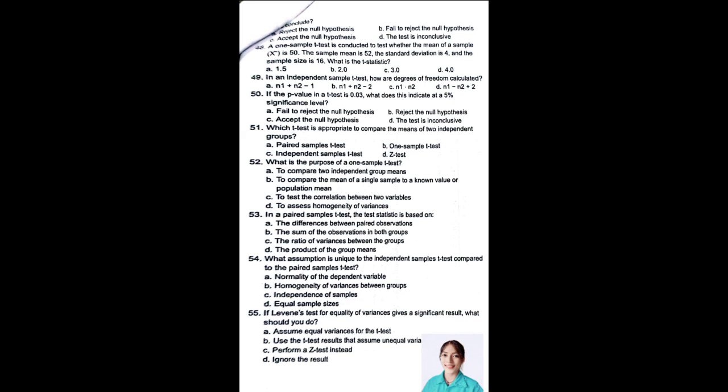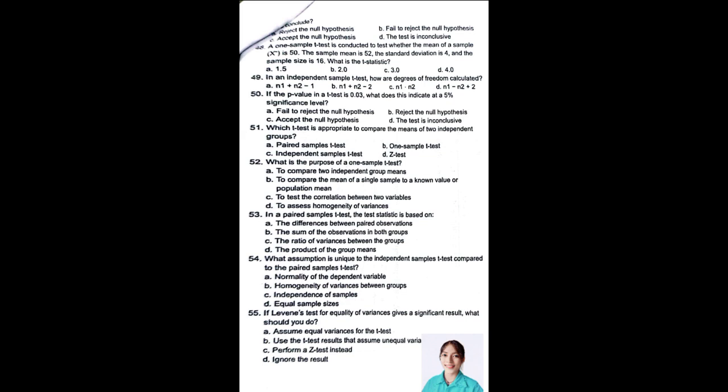Number 48. A one sample t-test is conducted to test whether the mean of a sample is 50. The sample mean is 52, the standard deviation is 4, and the sample size is 16. What is the t statistic? Using the formula of the t statistic, we obtain 2.0, which is option B.